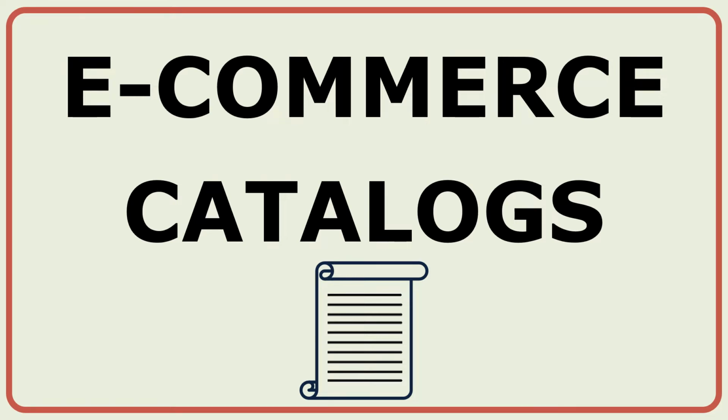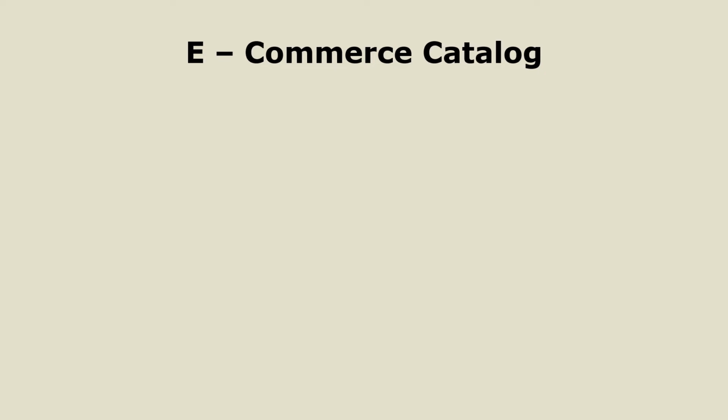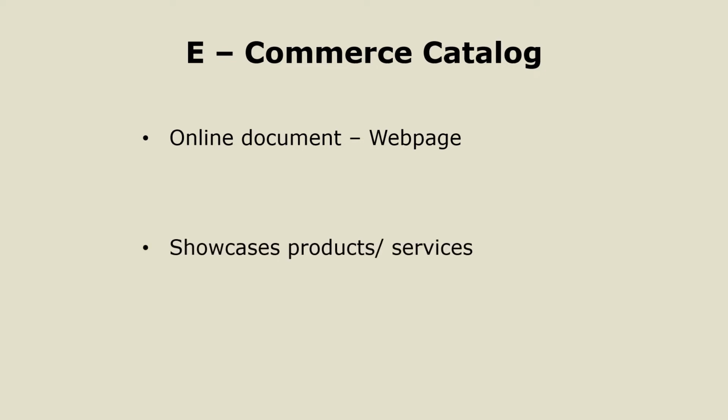Let us understand e-commerce catalogs. E-commerce is nothing but buying or selling of products or services over the internet. Such an e-commerce consists of a number of catalogs. Such an e-commerce catalog is an online document, which is generally referred to as a web page, and such a web page consists of the information, that is, it showcases or displays all the products or services that are offered by the business organization.